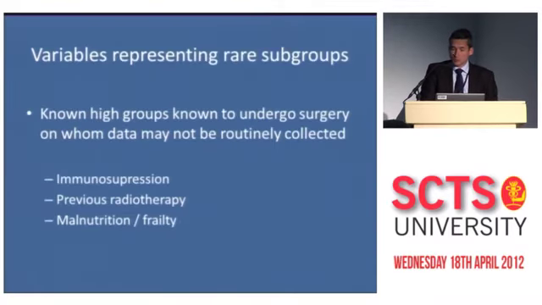So I just want to talk about the problems with the risk modelling that we have in patients who are perceived to be at high risk for surgery. Well, first of all, we know that patients with high risk who undergo surgery may often have risk profiles in whom data is not routinely collected. So patients may have significant immunosuppression, may have undergone radiotherapy, they may be very frail, may have issues with malnutrition.